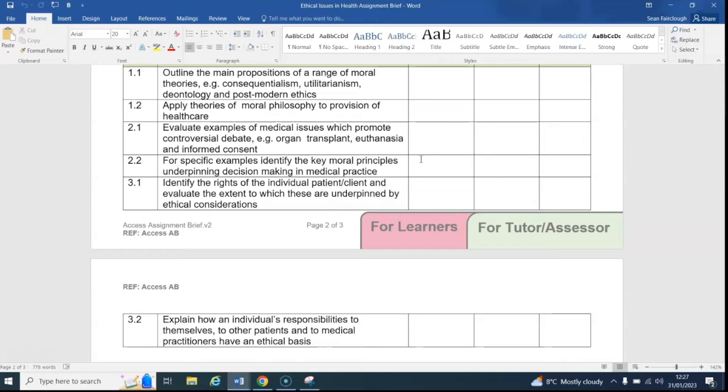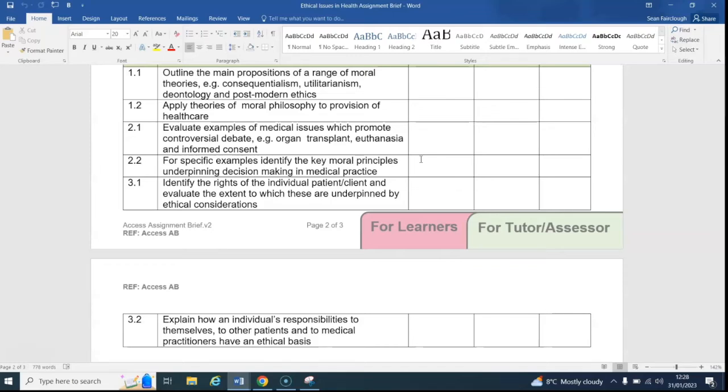The key thing is, obviously, in any assignment, what you want to do is you want to bring in as much detail as possible, use additional key concepts, do research and things like that to back up what you're saying. Then 1.2, apply theories of moral philosophy to the provision of healthcare. So what that means is you are applying those 4 theories, consequentialism, utilitarianism, etc., to an issue.